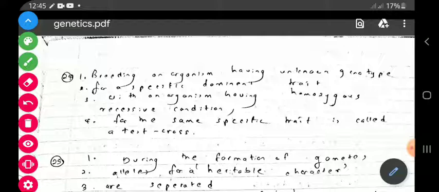Breeding an organism having unknown genotype for a specific dominant trait with an organism having homozygous recessive condition for the same specific trait is called a test cross. Now you know what a test cross is because we did one test cross. It's very easy now. The next one.